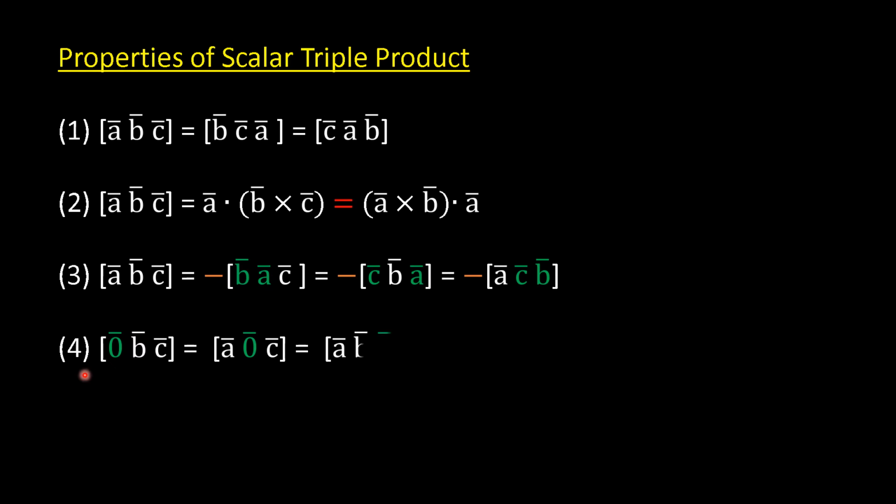Fourth property, box 0 vector, b bar, c bar is same as box a bar, 0 vector, c bar is same as box a bar, b bar, 0 vector, which is equal to 0, which means that if any of the three vectors is a 0 vector, then the value of the box product is 0.